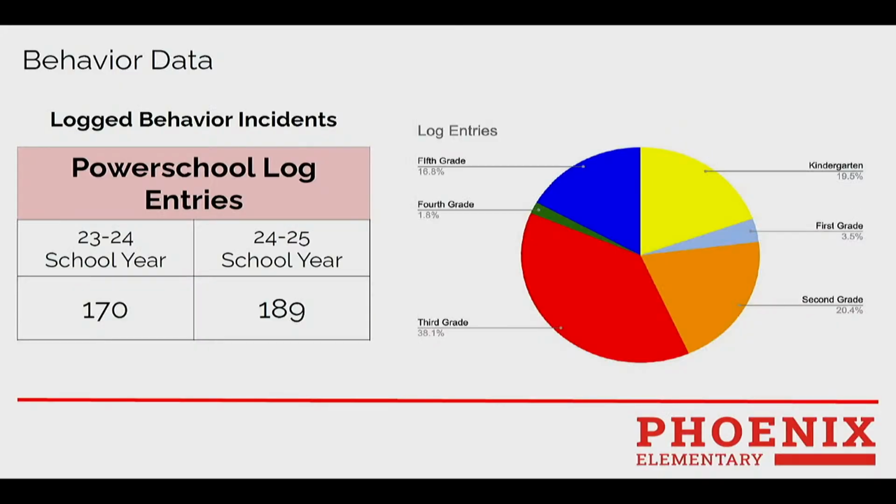If you look at our data, the PowerSchool log entries, the 23-24 school year would be my 1st year in this position, and then 24-25, my 2nd year. In the 1st year, we had 170 log entries and then 189. When I first looked at this data, I was hoping it would be down, right? With my position, I thought there should be fewer log entries.